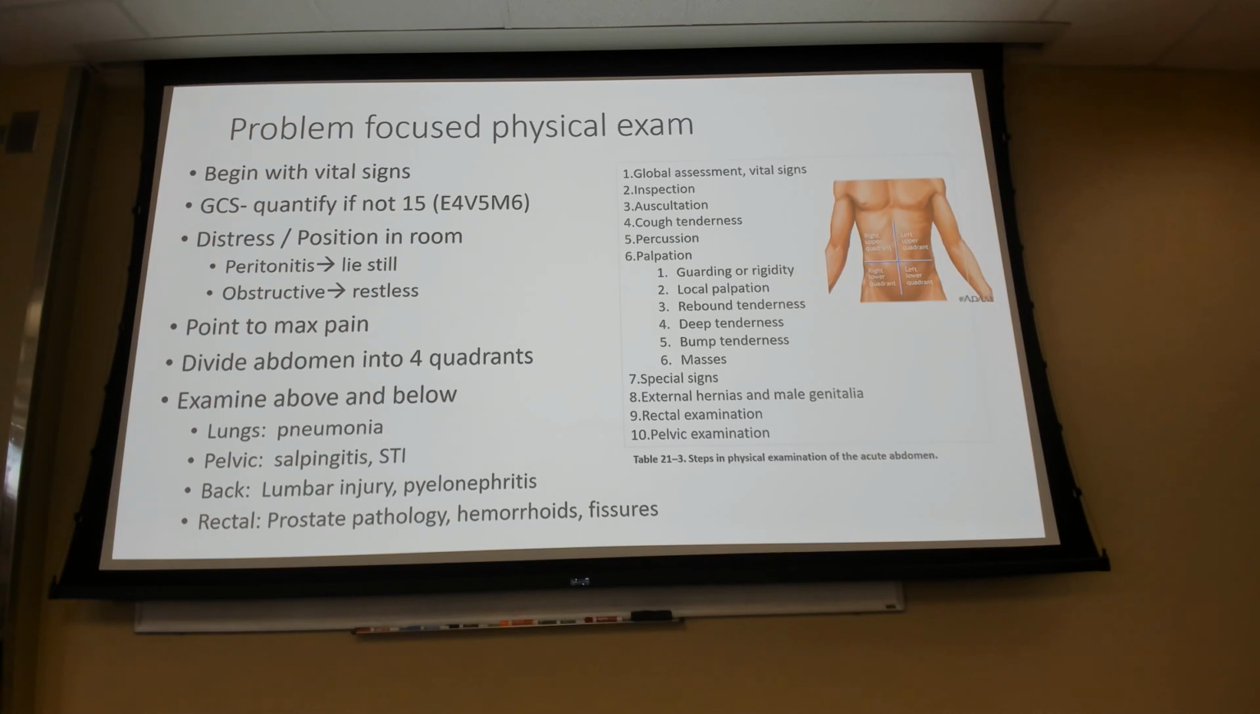And then obviously, like I said, you want to check the lungs. Is it a pneumonia? Because sometimes with a lower lobe pneumonia, they may complain of some abdominal pain, like in the right upper or lower quadrant, depending on where the pneumonia is. And then obviously our pelvic pains, our STIs, esophagitis. Is this a lumbar pain? Is it flank pain? Is it a pyelonephritis? So these are all important things. We need to look at their back. We need to make sure we're checking CVA tenderness. And then do we need to do a rectal exam? Are they having any complaints?